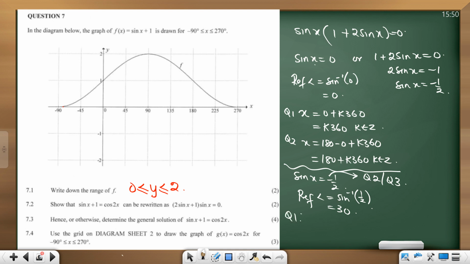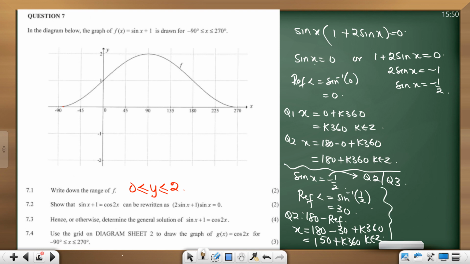Okay, I am now in Q2. What is my Q2? That's why I've been saying, please use one system and maintain that system. 180 minus the reference angle, that's my Q2. What am I solving for? x equals 180 minus 30 plus k360. What's your answer? 150 plus k360, k being an element of integers.